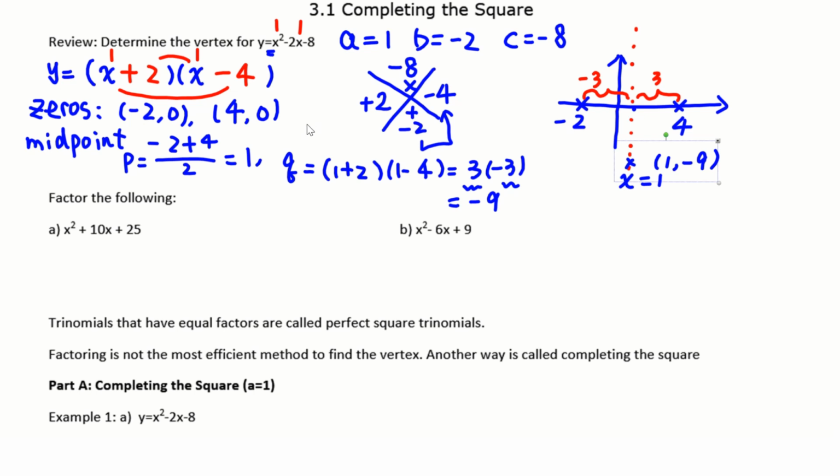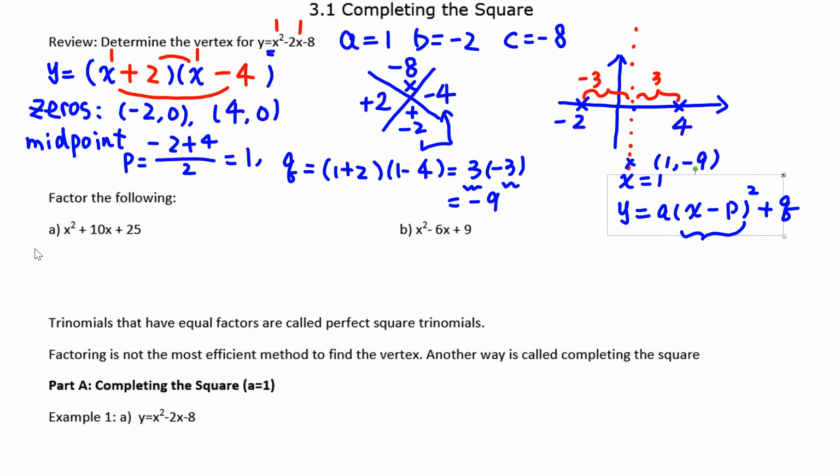So in this lesson, we are going to see, if a quadratic relation is not factorable, then how are we able to find the vertex and convert it to vertex form? So y equals a bracket x minus p bracket squared plus q. This is your vertex form. In the vertex form, we see there's no x term, it's a perfect square.